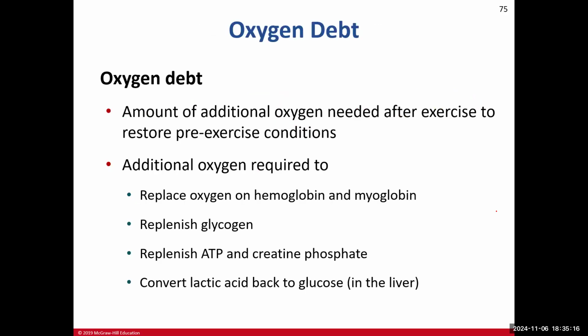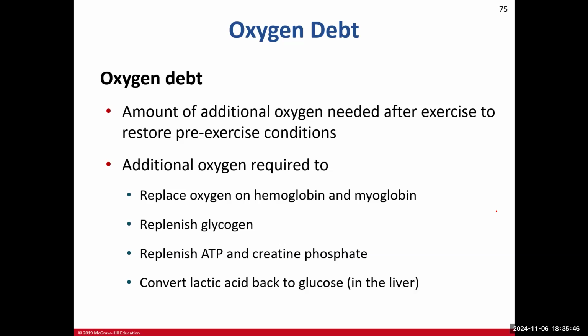Okay, so that brings me to this term here, oxygen debt. The definition of oxygen debt is right up there on the board: the amount of additional oxygen needed after exercise to restore pre-exercise conditions. So in layman's terms, you used a bunch of oxygen that was in these cells, and we need to replenish it. We need to replace it. It's like if you drank all the milk in the refrigerator, you need to put more milk in the refrigerator. So that's what we're going to see here.